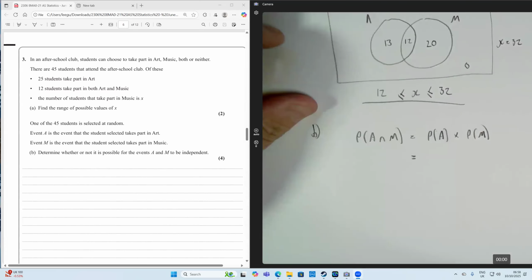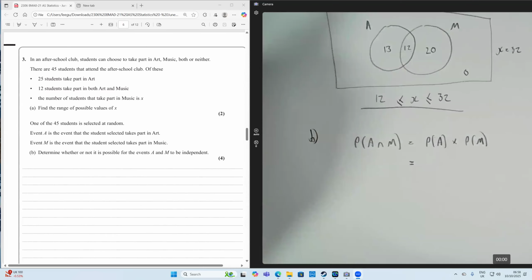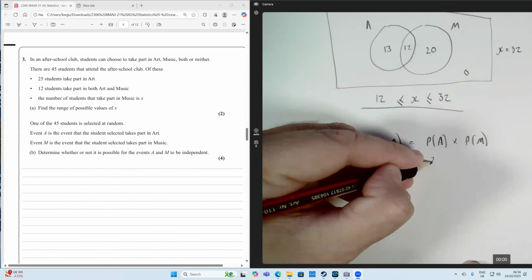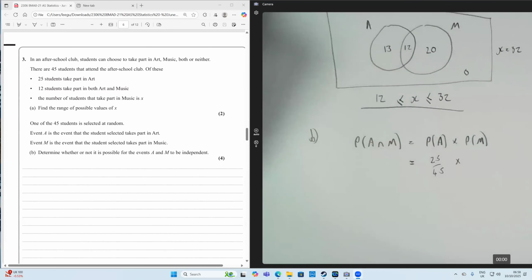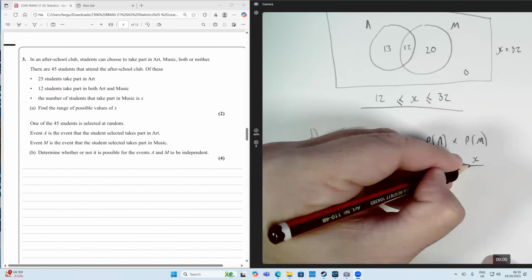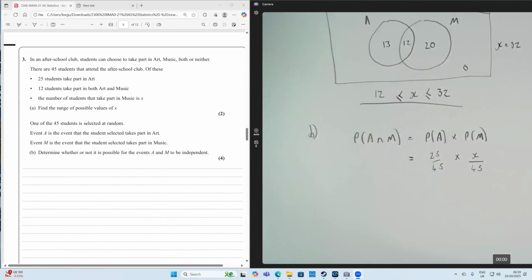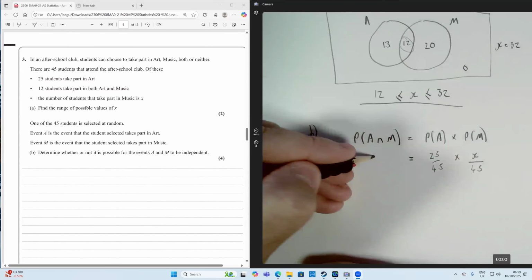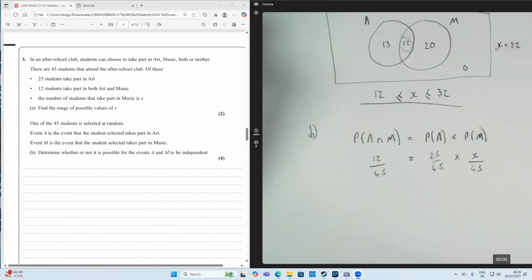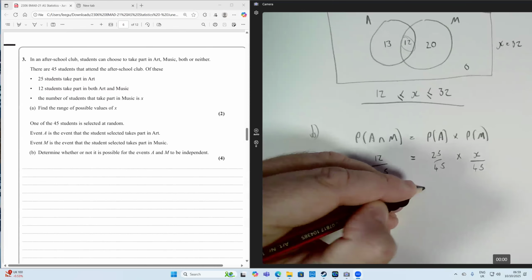Well, what's our probability of art? We know that is 20 and 5 added together, so 25 out of 45. So 25 over 45 is our probability of art. Our probability of music is X, which we don't know, divided by 45. If they were independent, that would equal the probability of art and music, the intersection, which is 12 over 45. Now we have an equation with only one unknown, so we can multiply both sides by 45, giving us 12 equals 25 times X.